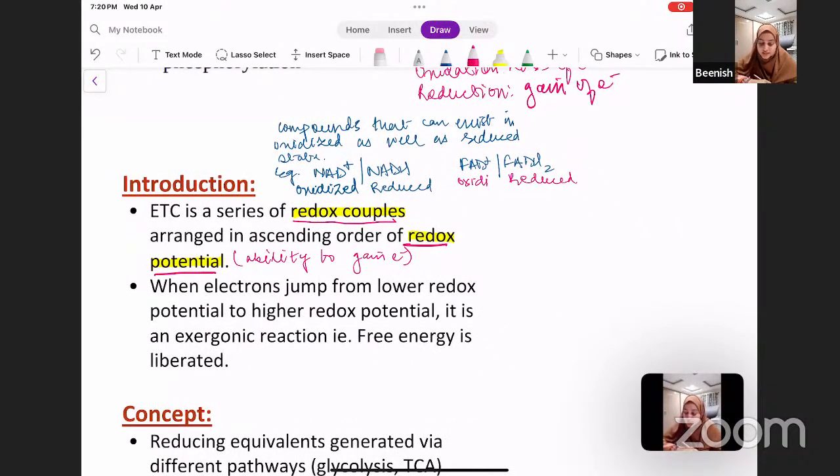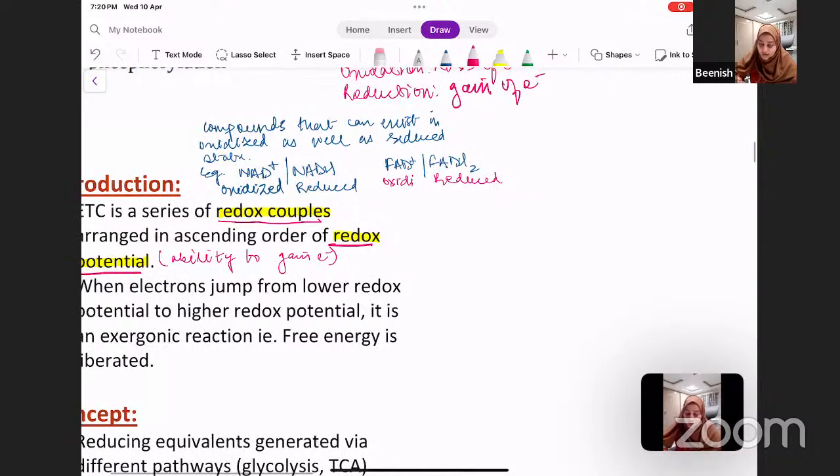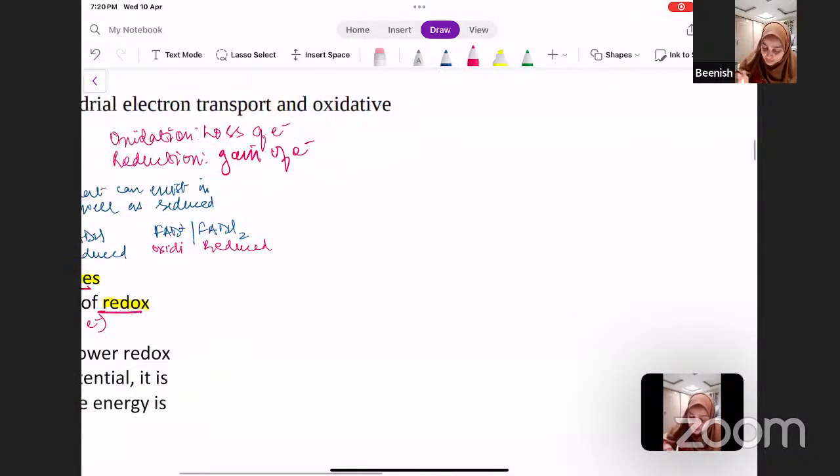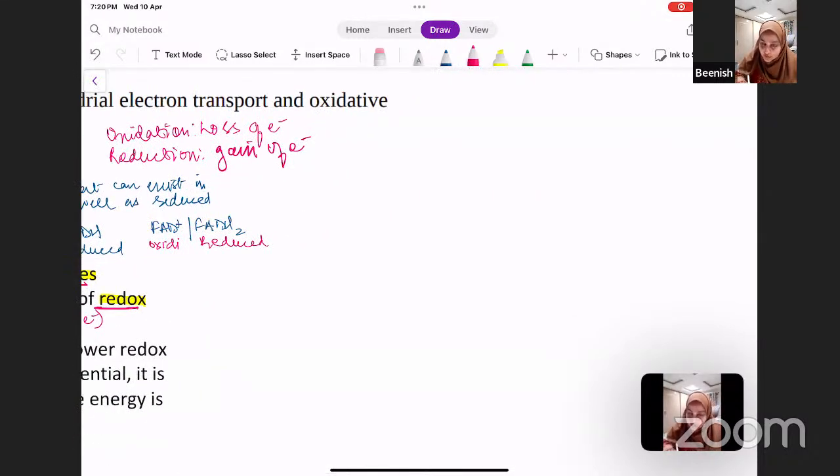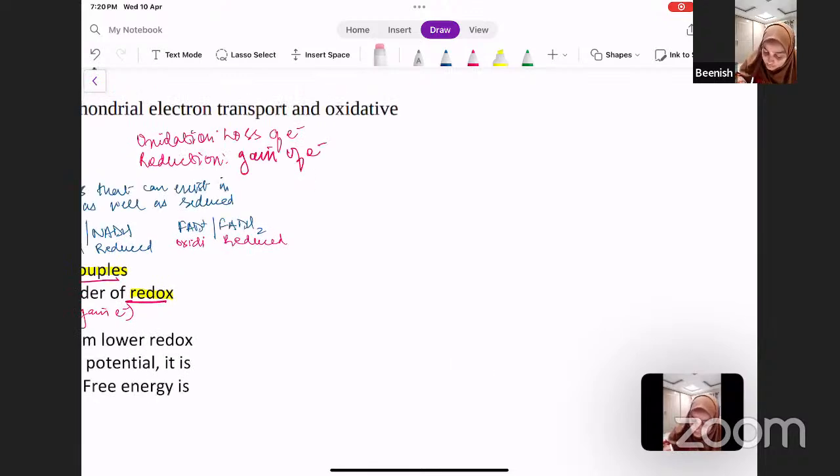Now let's read the sentence again. Electron transport chain is a series of redox couples, that is compounds that can exist both in reduced and oxidized state, arranged in ascending order of the redox potential, that is arranged in increasing order of the ability to gain electrons. So this is the basic principle of electron transport chain. I'll give you an example to make it even more clear. Now let's suppose there are two redox couples.